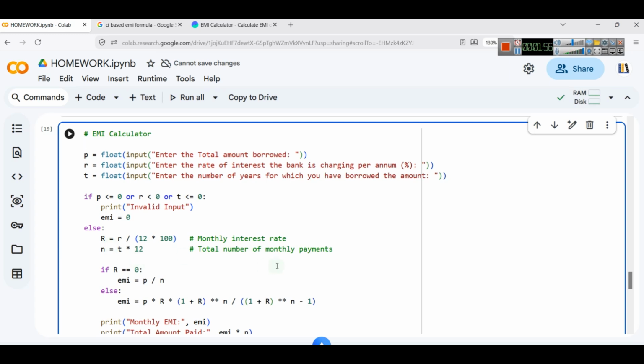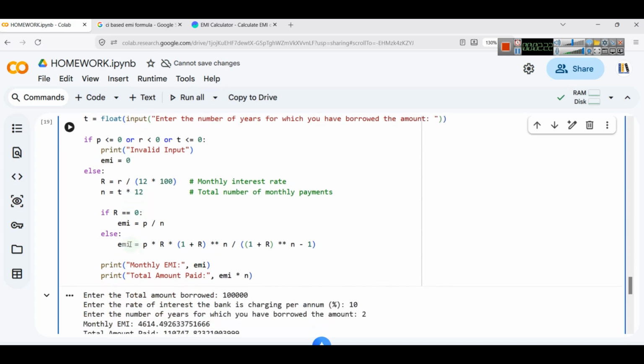Then N, the total number of monthly payments, will be given by T into 12. This is how N is calculated, the total number of monthly payments. Obviously, suppose you have taken loan for 2 years, so you will pay total of 24 monthly payments. So T into 12, 2 into 12.